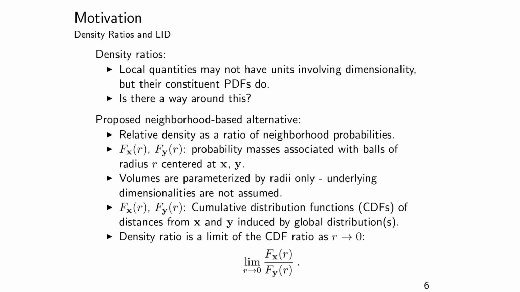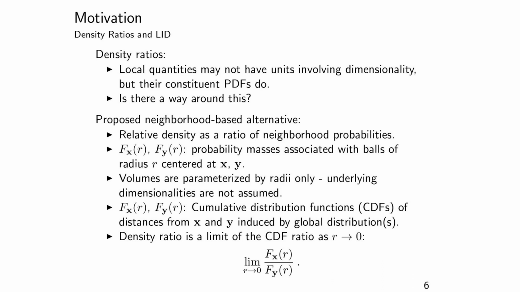And then we denote by fxr and fyr the amount of probability measure captured by these balls. So here, volumes are parameterized only by the radii. Unlike in the case where we have fixed dimensional representations, we don't have these multidimensional integrals to deal with in our model. Here we recognize only a single scalar value, which is the value of the distance from the point of interest.